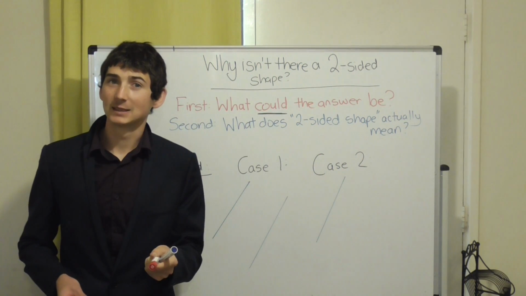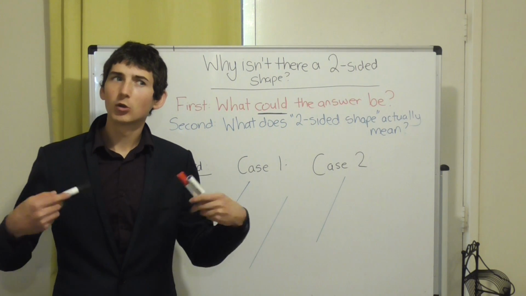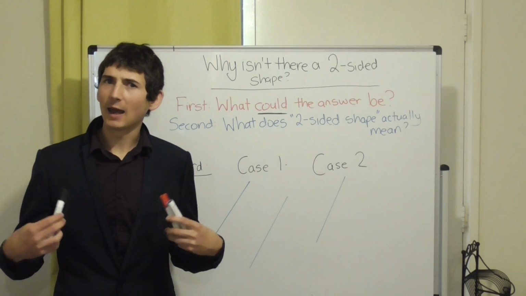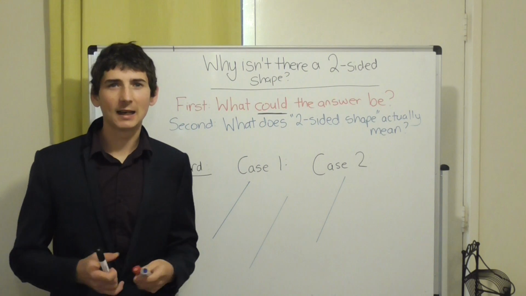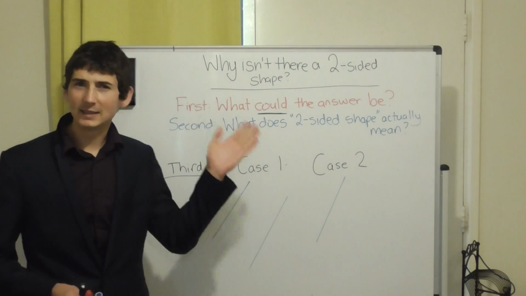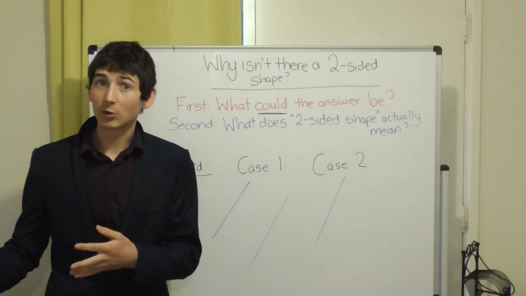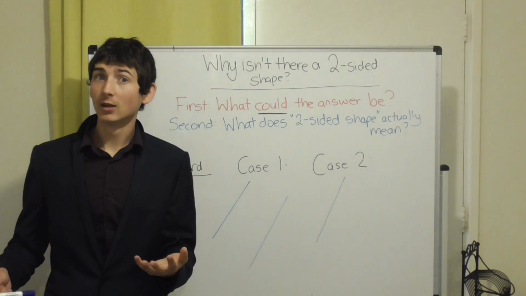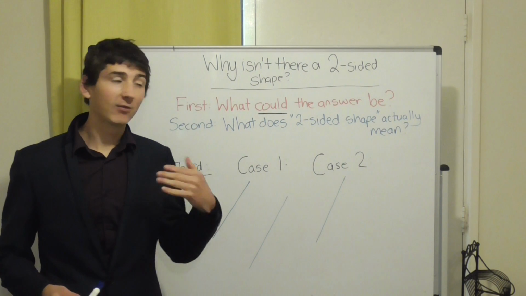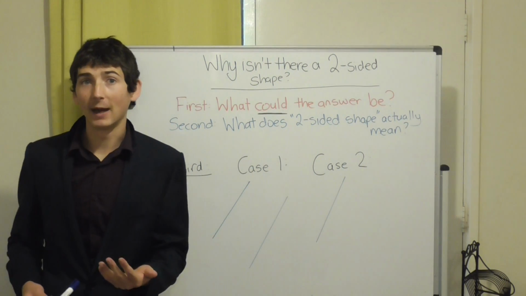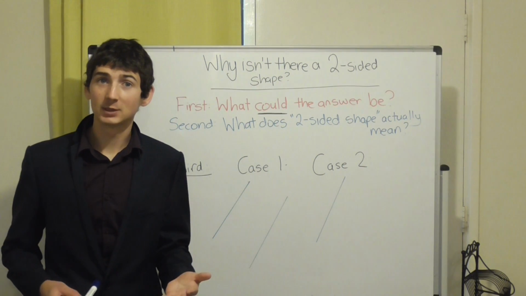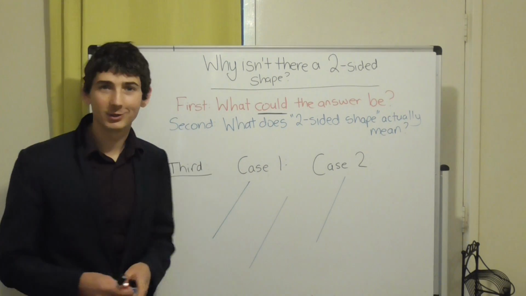Not what is the answer, but what could the answer be, and does that give us any insight as to why there isn't one, and maybe why triangles are the way they are? Maybe we can investigate and we can find more about basic shapes by looking at this question.